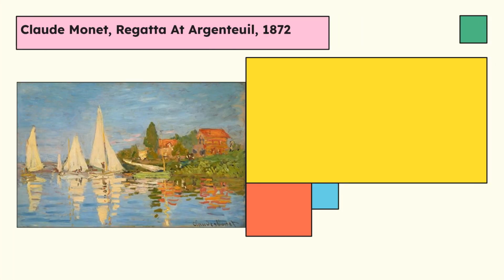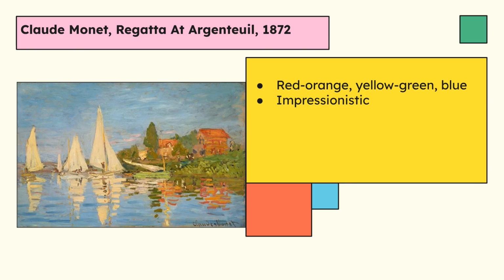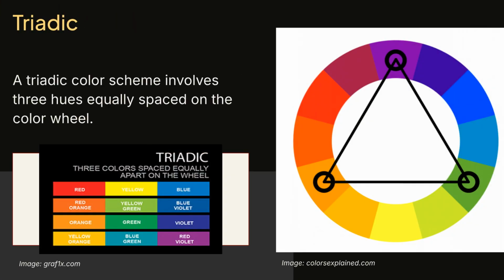This Claude Monet painting uses a split complementary scheme of blue with red, orange, and yellow green. This impressionistic style unifies the composition with dominant cool tones and warm accents. A triadic color scheme uses three hues that are equally spaced around the color wheel, such as red, yellow, blue; red, orange, yellow, green, blue, violet; orange, green, violet; and yellow, orange, blue, green, red, violet.